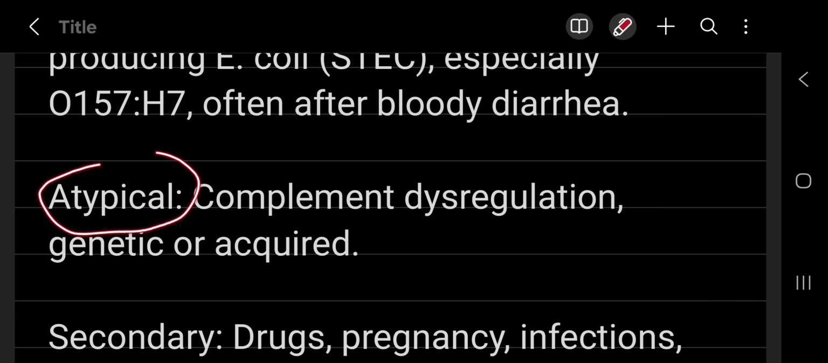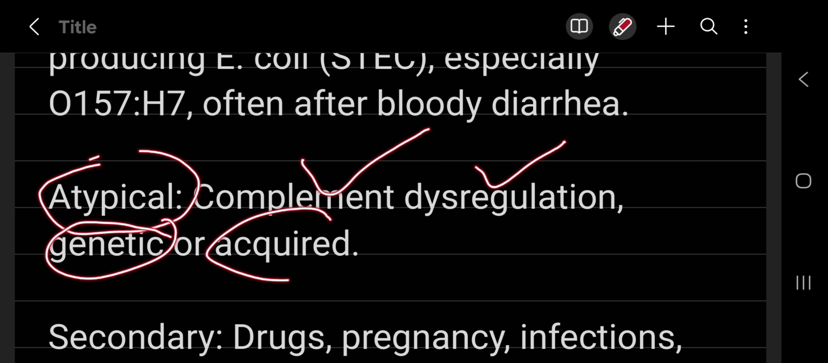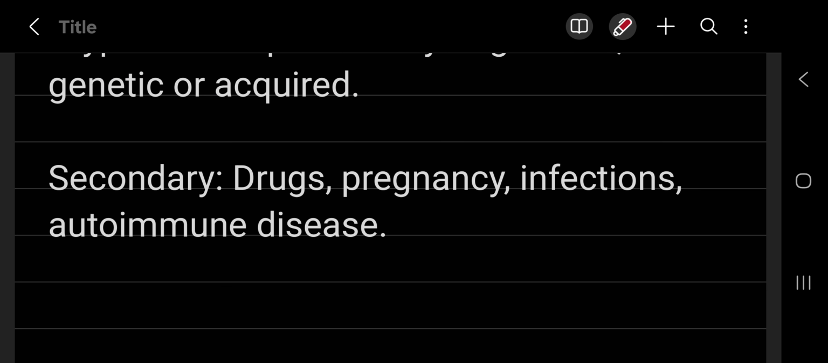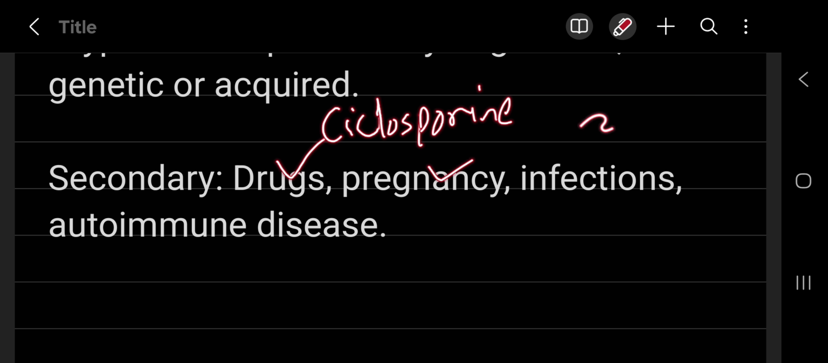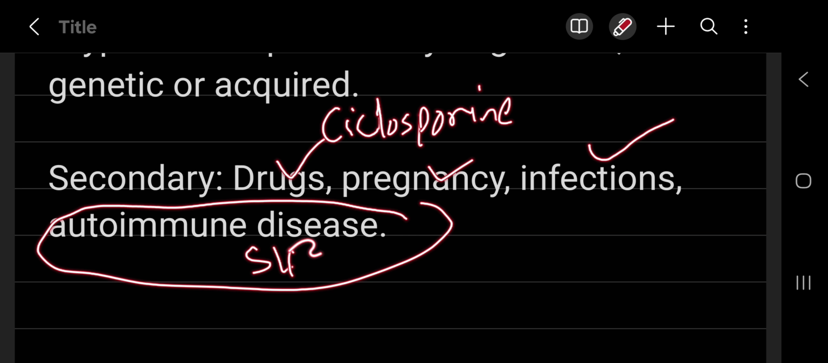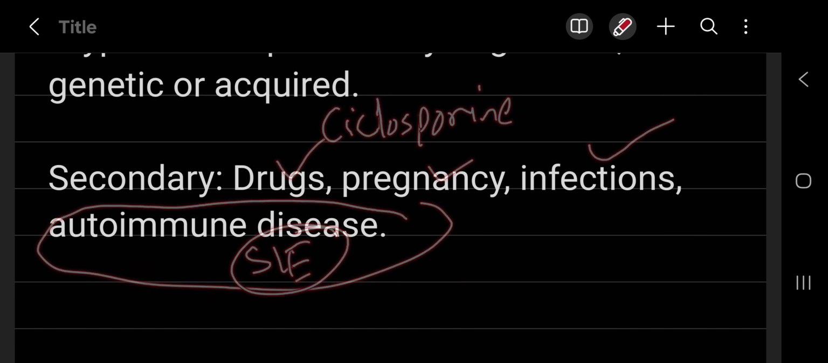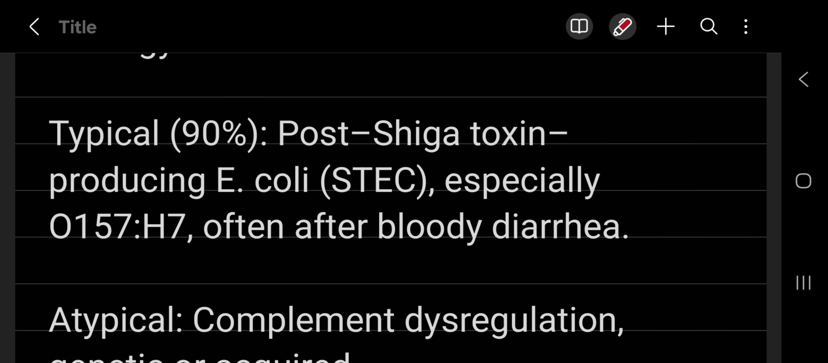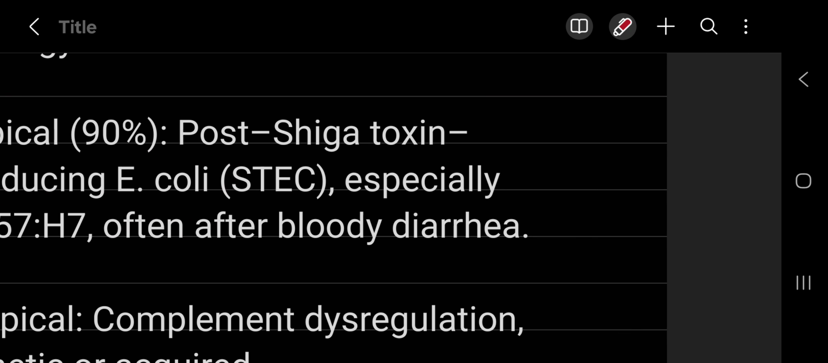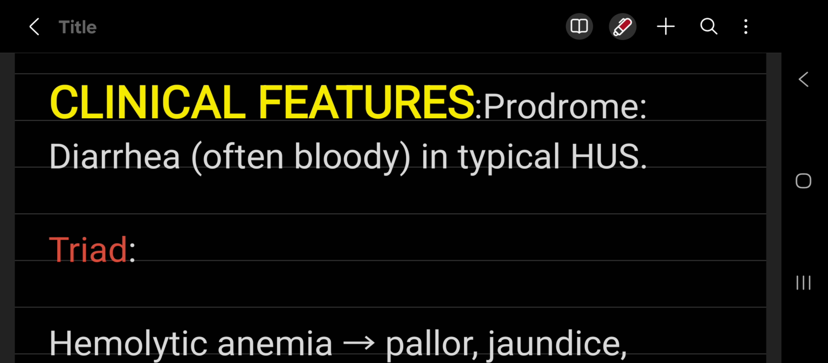Then the atypical causes include complement dysregulation, either genetic or acquired. Other causes include drugs like cyclosporin, then pregnancy, infections and certain autoimmune disorders like SLE. So these can lead to hemolytic uremic syndrome, but the most common cause is E. coli O157H7. What are the clinical features that are seen mostly in hemolytic uremic syndrome?